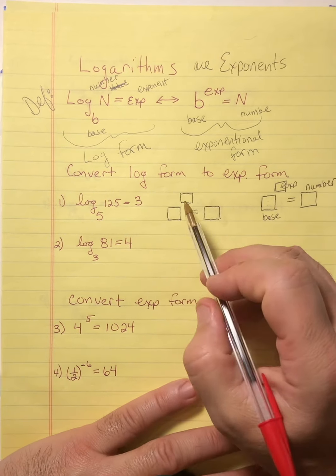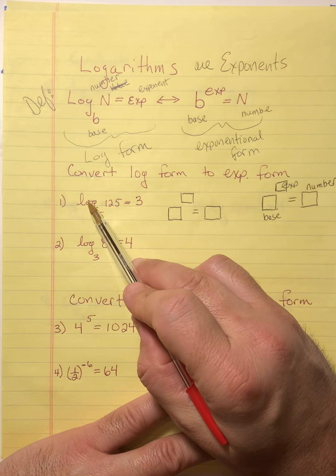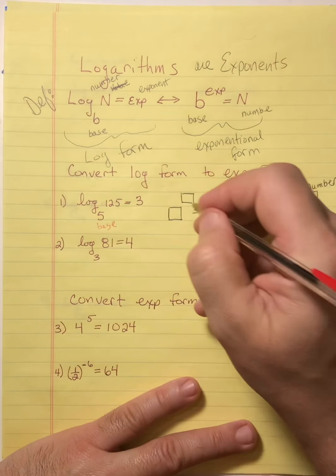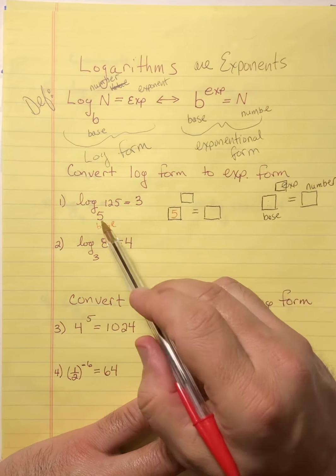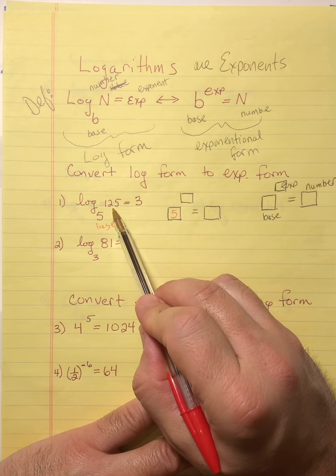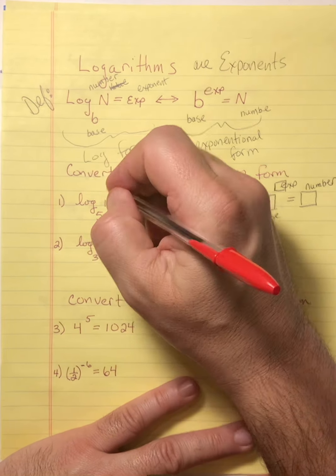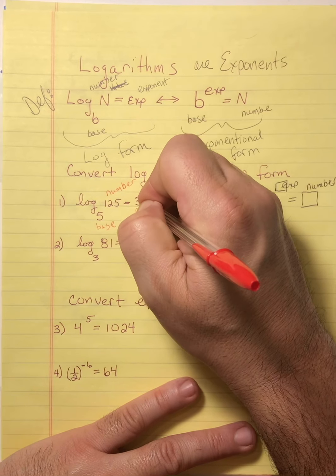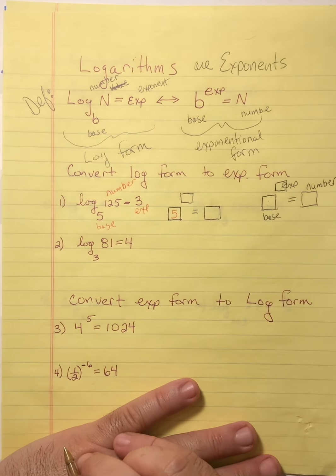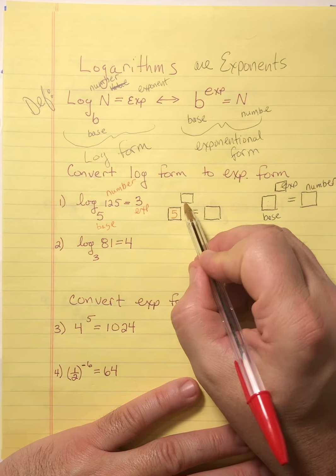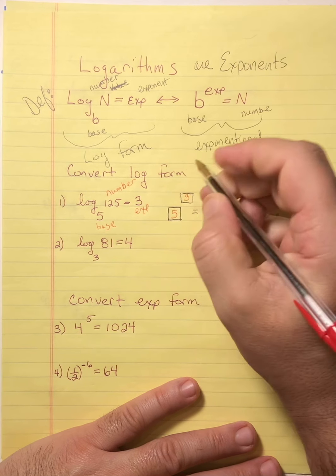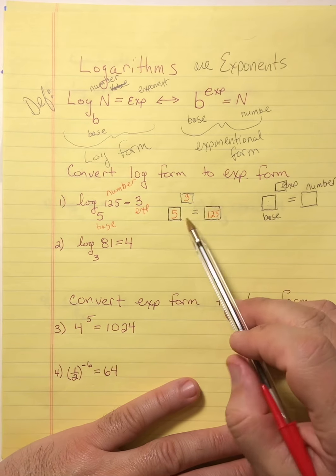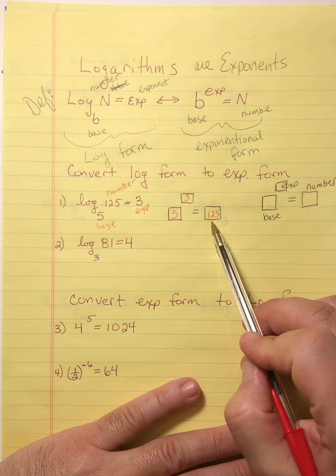So what's the base? Remember, you read this as log base 5, so there's your base. So 5 is the base of the number. So this is the number. And this is the exponent. So the exponent goes right here. Here's your exponent, 3, and then the number is 125. Now, by the way, isn't 5 to the power of 3 125? Yes.